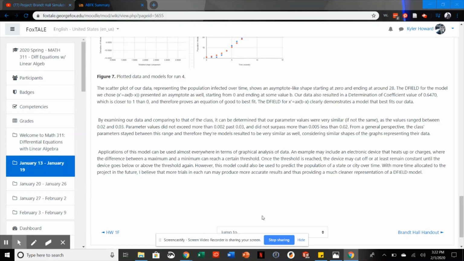With more time allocated to the project in the future, I believe that more trials in each run may produce more accurate results and thus provide a much cleaner representation of a d field model.